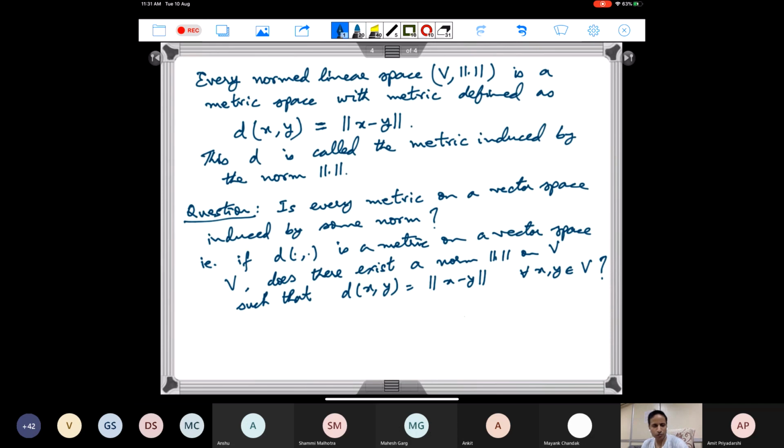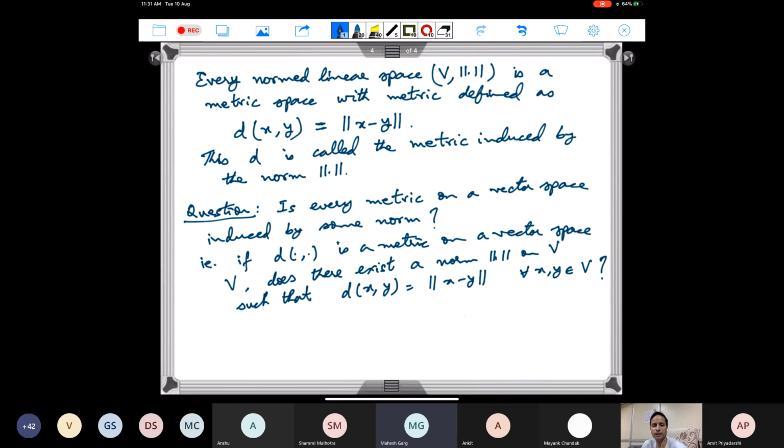So the answer, as you can expect, is no, because otherwise every metric space will be a normed linear space also. So metric space is more general than normed space. So this is not true, but can you give an example of a metric on a vector space which is not induced by a norm? We can take R and take it discrete metric.